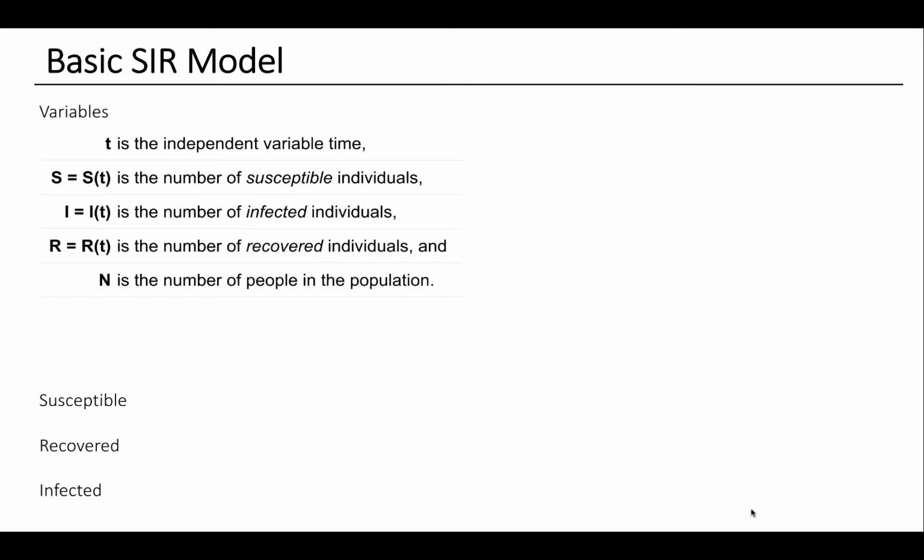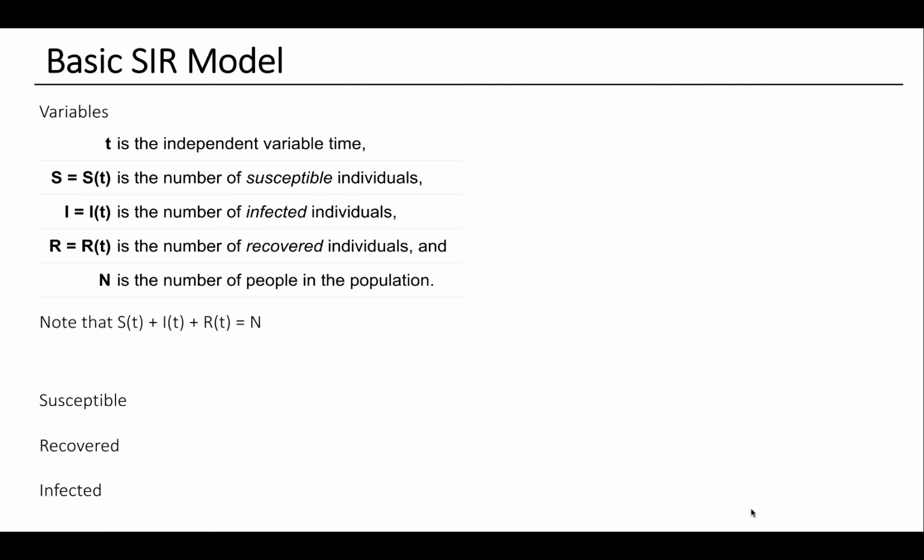We have some variables that we need. The first variable is time, which is your independent variable. That'll be along the x-axis. And then we have other variables that are important for this model, like the number of susceptible individuals. These are the number of people that could potentially be infected. We have the number of infected people at a given point in time. We have the number of people that were recovered at a given point in time. And then we, of course, have the total number of people in the population.